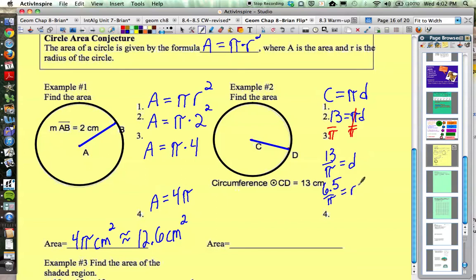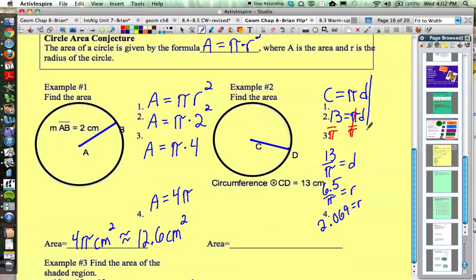Now, we're actually not done with our problem, and I like to keep my answers in terms of pi until we're at the very end. And even then, sometimes we keep our answer in terms of pi. But 6.5 over pi is kind of a tough one to work with if we're plugging it into another formula. So I am going to take a look at the decimal there. 6.5 divided by pi is approximately 2.069, in this case, centimeters. So that's what we're actually going to use now.